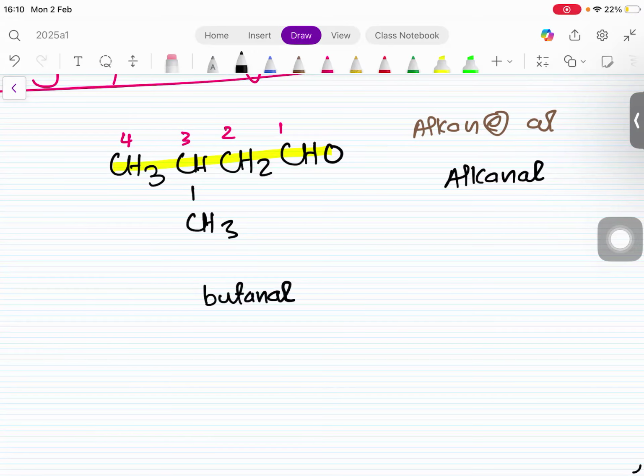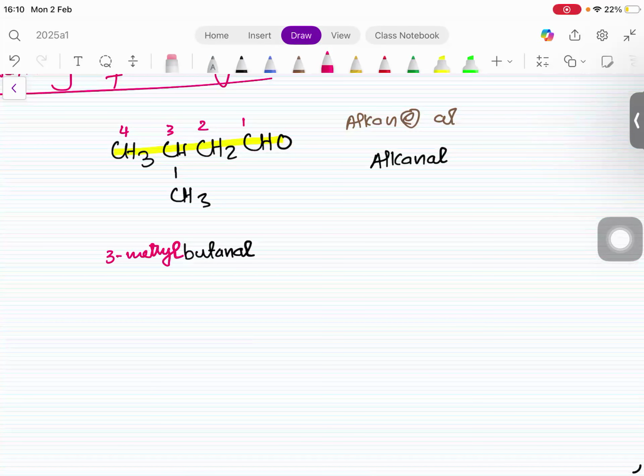Okay. This is butanal. And what is this? 3-methylbutanal. Okay. 3-methylbutanal. Aldehyde. So position of functional group is not required to mention in the name. Next is this one.